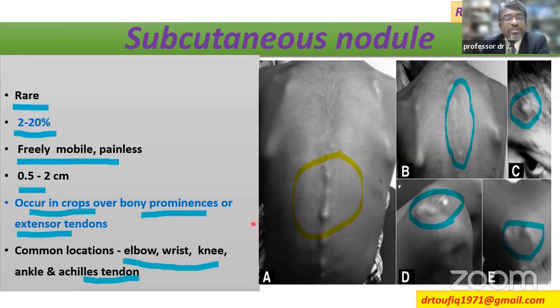over bony prominences or extensor tendons, that is, usually the extensor surfaces or bony prominences. Common locations are the elbow, wrist joint, knee joint, ankle joint, and Achilles tendon. Now, this is where we usually find this subcutaneous nodule.